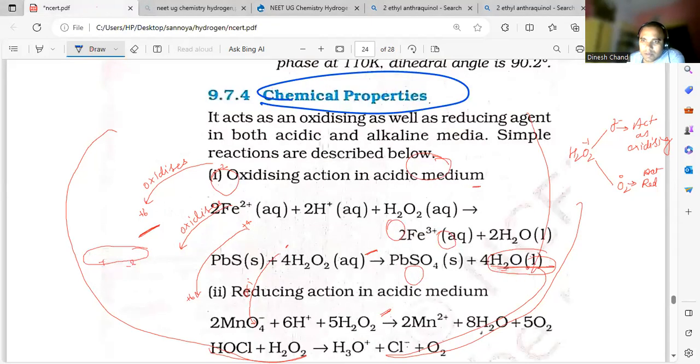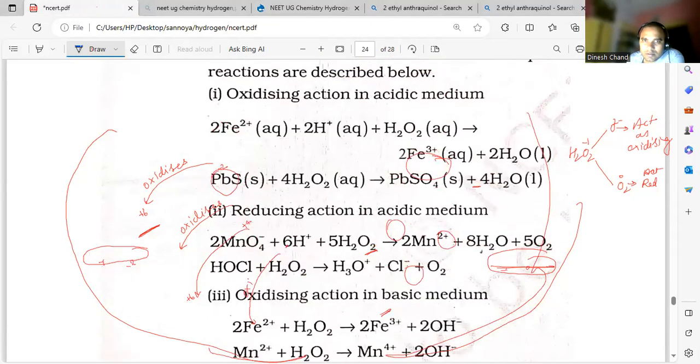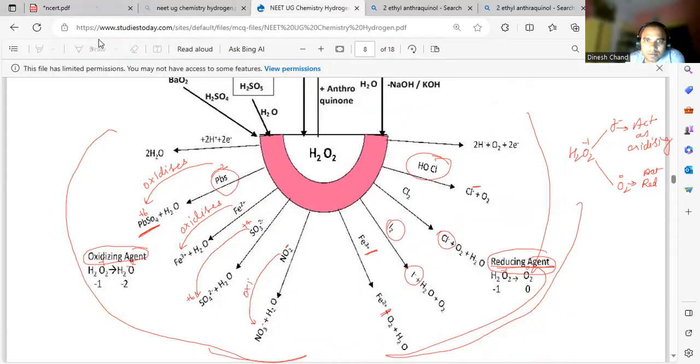So first chemical properties. Sir, previous slide, can you bring once more? Sir, previous one. Okay. This point you should understand, please. When it will act as an oxidizing agent, when it will act as a reducing agent.